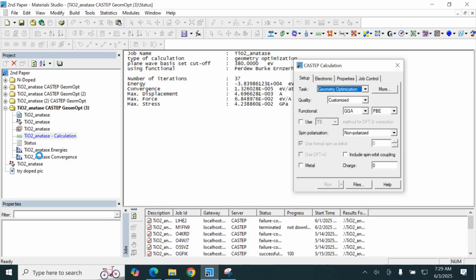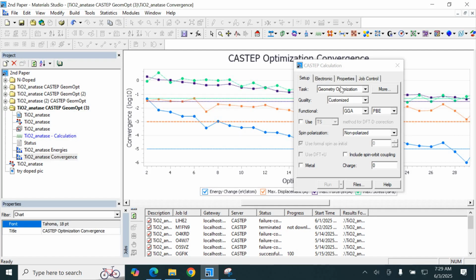I started with the geometry optimization. So from the task section, I select geometry optimization. The quality, I started with fine quality, but later on I changed some parameters, so that's why it shows customized quality. And I ran this calculation with the generalized gradient approximation along with the PBE functional. Okay, and then I did this calculation with non-polarized, as these are non-metal, so I unchecked this box.